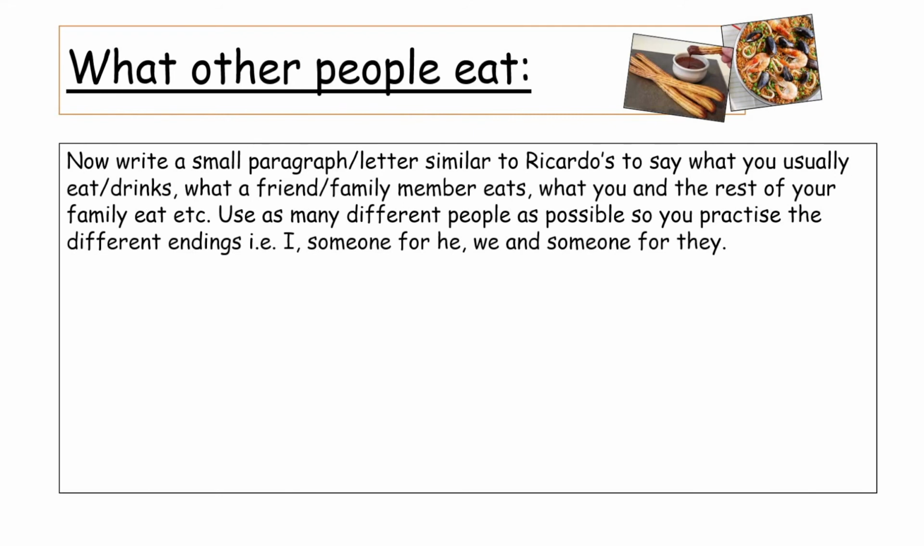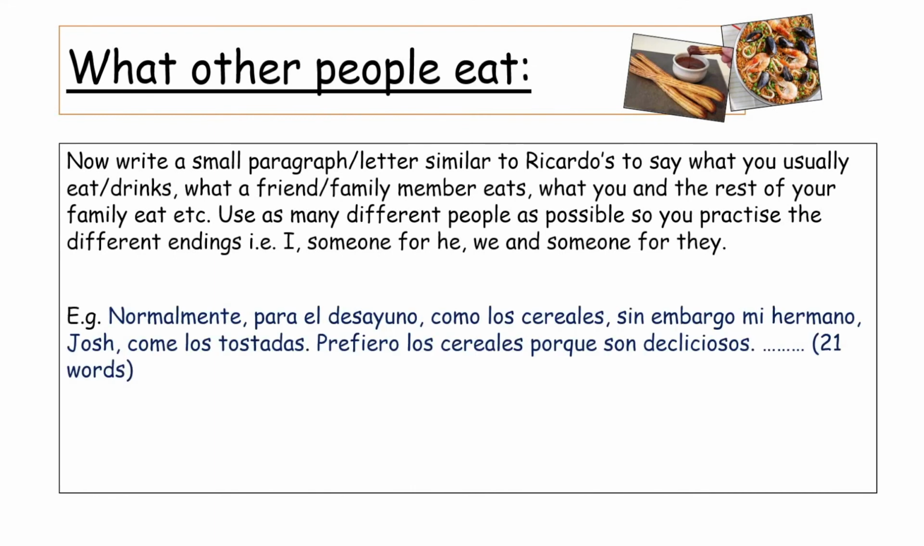So obviously using I verbs with ending O. Pick someone that you can use for a he or she. You get some we verbs in there, and think of a group of people you can use for they. So it could be my parents or my siblings or my friends. So you're talking about they. Okay, so it might start off something like: Normalmente para el desayuno como los cereales, sin embargo, mi hermano Josh come los tostadas. Prefiero los cereales porque son deliciosos.